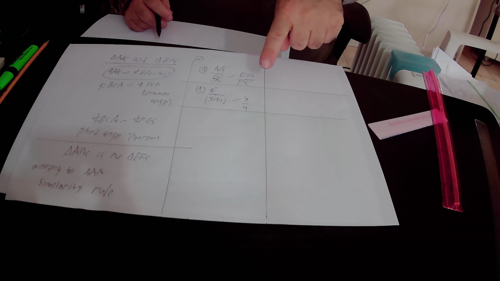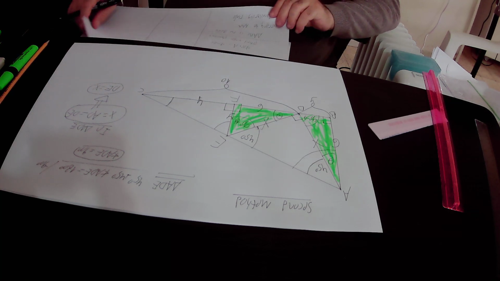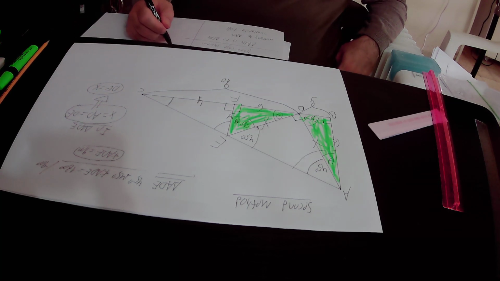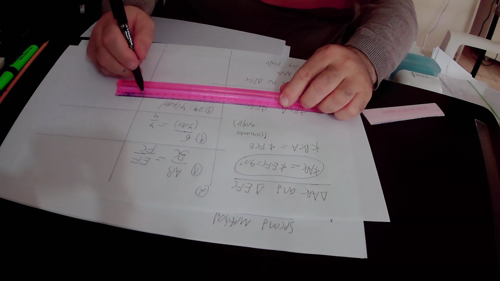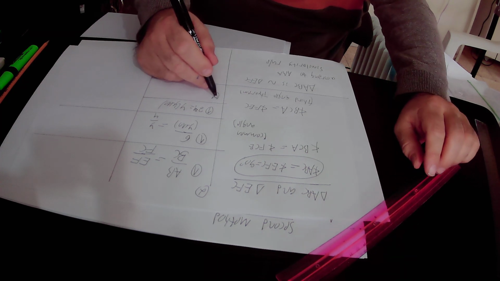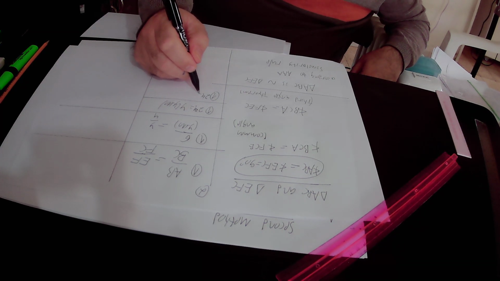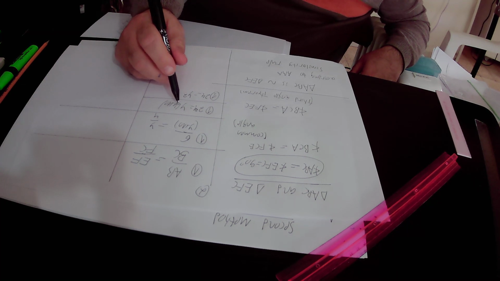over 4. Here we cross multiply equation number 1. And we get that, according to equation number 1, 6 times 4 is 24. 24 is equal to y times y plus 10. Here we'll open the brackets on this side of equation number 1. And we get that 24 equals y times y, which is y squared, plus y times 10, which is 10y.